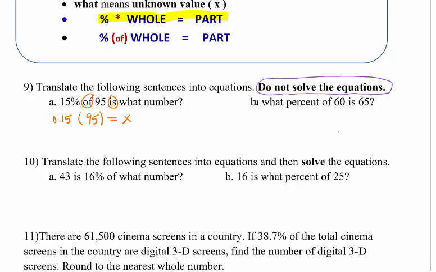because I just want you to set it up in an equation format. So reading B, what percent of 60 is 65? Look for the key words. What percent? And I actually use a different symbol for percent so that I'm clear that that's what I'm solving for. So you could use N, you could use P. Of 60 is 65. That's it. That's all they want you to do for number 9. They said do not solve, just translate.